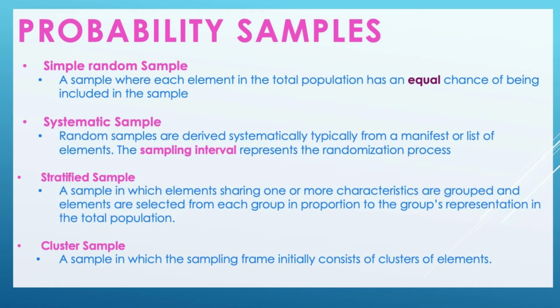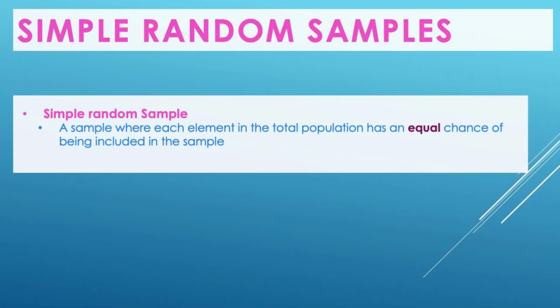There's 4 types of probability samples that I would like you to be aware of: simple random samples, systematic samples, stratified samples, and cluster samples. So let's take each of these in a little bit more detail. Simple random samples are samples in which each element in the total population has an equal chance of being included in the sample. So what would this look like exactly?